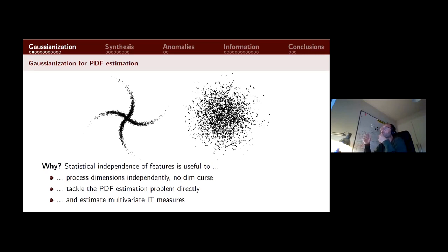So the key point in Gaussianization is depicted here in this plot. We want to transform this arbitrary multivariate density into a joint Gaussian. This has many advantages, yet the most important one is to estimate densities and also information theoretic measures, as you will see in a minute.